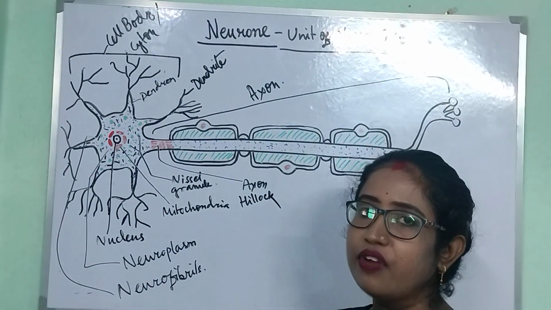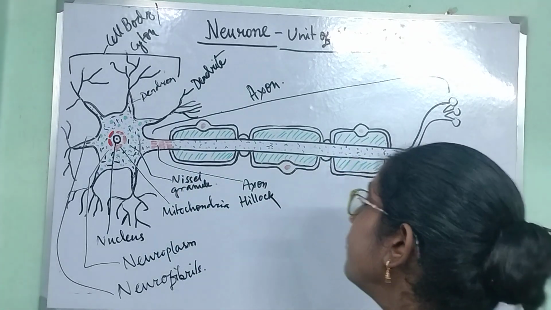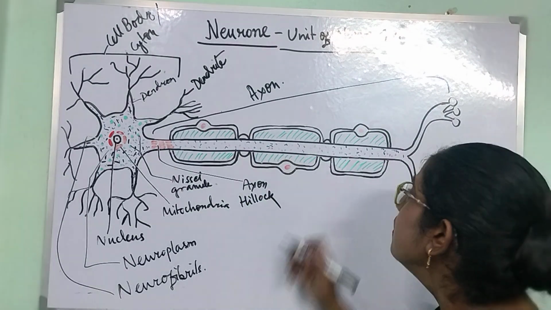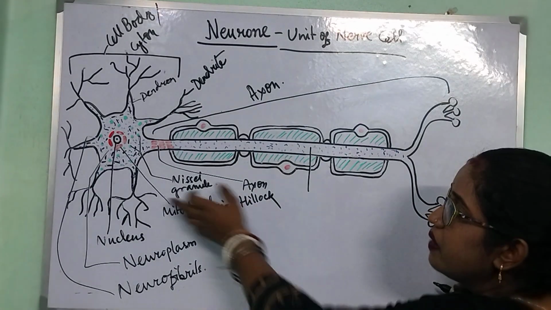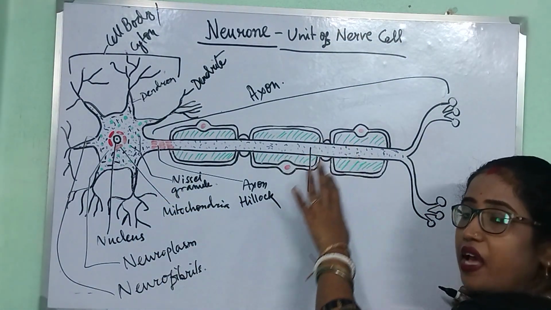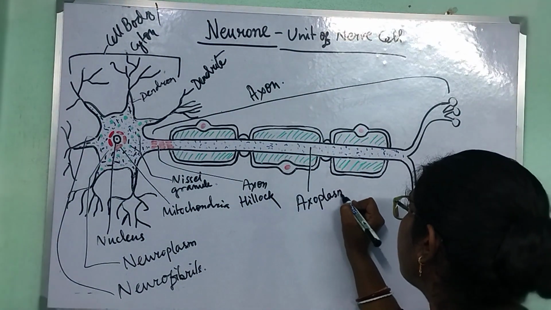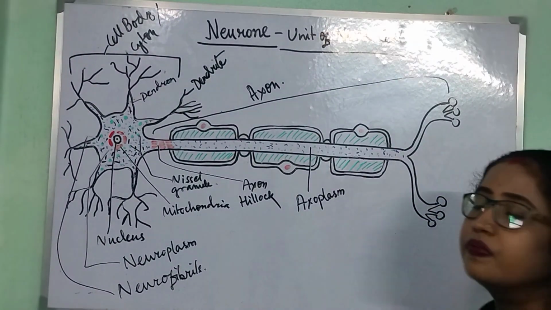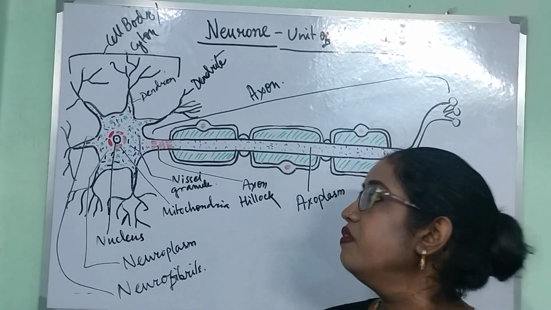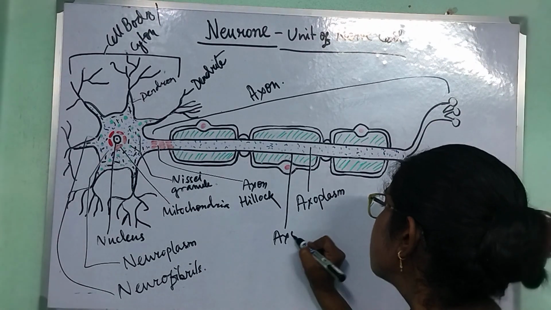Axon hillock is nothing but the fiber-like projection from where the axon arises. Axons also have cytoplasm inside them. The cytoplasm present in the cell body is known as neuroplasm, but the cytoplasm present in the axon is known as the axoplasm. Also, the covering of the cell body is known as neurolemma, whereas the covering of the axon is known as the axolemma.